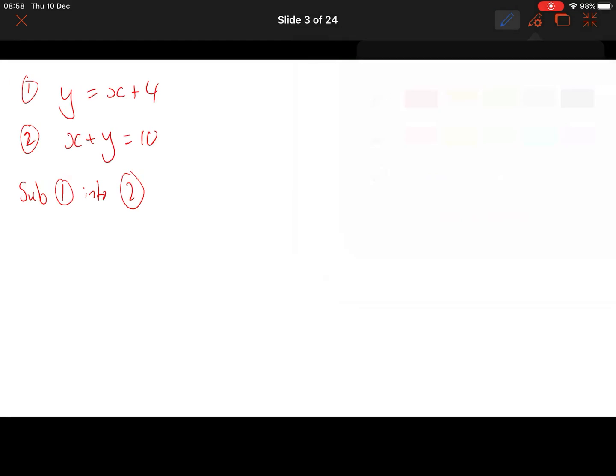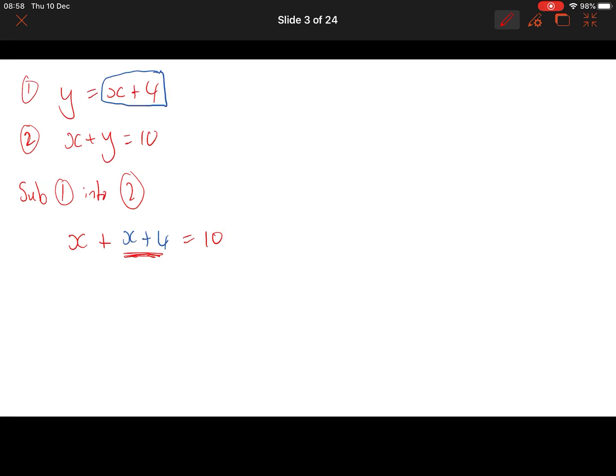All I'm doing is saying I know what y is in terms of x. So I'm going to rewrite the second equation as x plus x plus 4, because I know that this x plus 4 here is y. I'm just swapping it out. And now I've got a simple linear equation to solve. That's going to be 2x plus 4 equals 10, 2x equals 6, and so x equals 3.